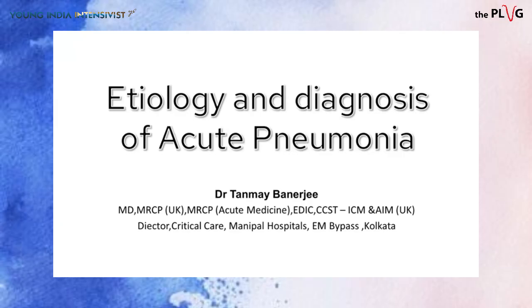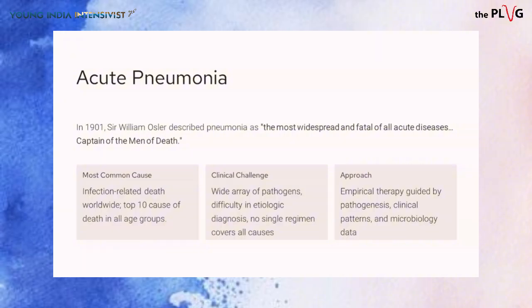Good afternoon, everyone. The topic for today for me is etiology and diagnosis of acute pneumonia. I will start by saying that among infection-related deaths worldwide, pneumonia is on top, and it is one of the top 10 causes of death in all age groups. The clinical challenge is that there is a wide array of pathogens, difficulty in etiological diagnosis at times, and no single regimen that will cover all the causes. So empirical therapy guided by pathogenesis, clinical presentation, patterns, and microbiological data is important to consider when we treat pneumonias.